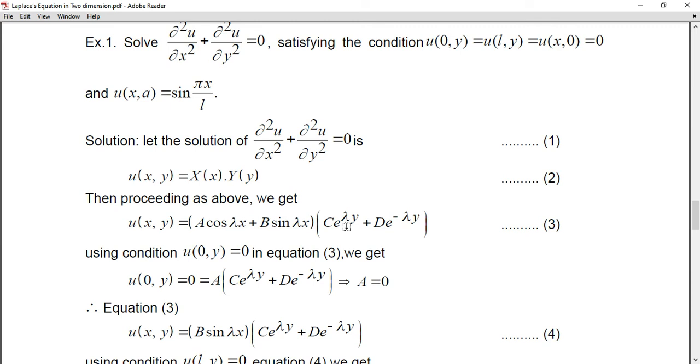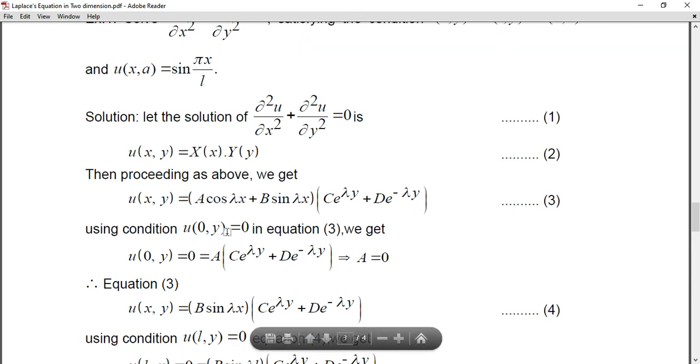When we use the first boundary condition, when x equals 0, u is 0. So when we put x equals 0 in equation third, b sin 0 is 0. We will find a cos 0 is 1. The term c has no x, so it is carried as it is. Now y is taking values, so y can't be 0, so here a equals 0.